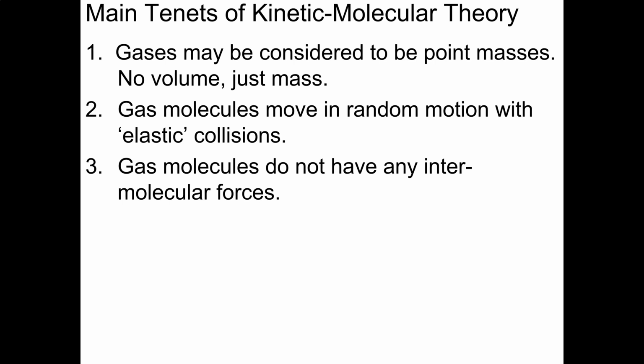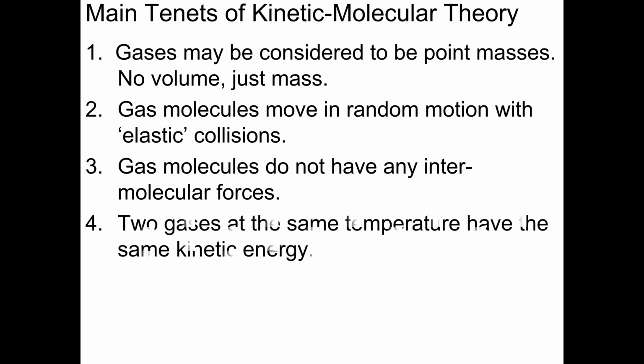But this is the one thing you want to pay attention to, because when I ask you for questions about deviation from ideal behavior, this is probably the reason. It's going to be IMFs. So when they give you two gases and say, which one deviates most from ideal behavior, you should be like, okay, let me see the IMFs for each. Oh, this one's got stronger IMFs, so it's going to deviate the most. So whatever has the strongest intermolecular forces will deviate the most from ideal behavior. Just remember that, and I'll save you a headache.